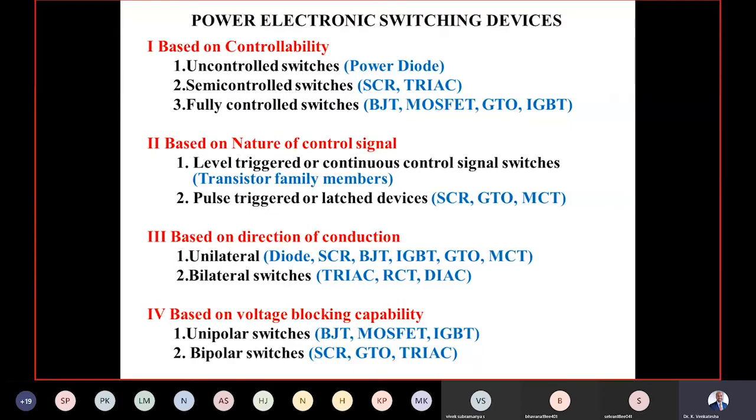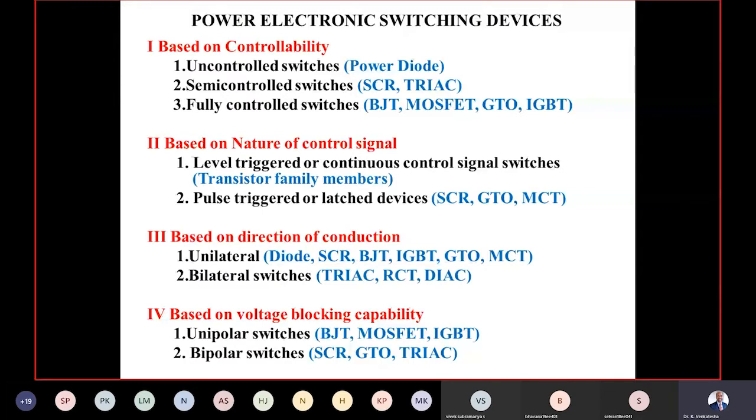Triac is nothing but two SCRs connected in anti-parallel. We connect two SCRs in anti-parallel. It has a control terminal called the gate terminal. Anode and cathode are the main terminals. Gate is the control terminal that is there in both the SCR and the triac.